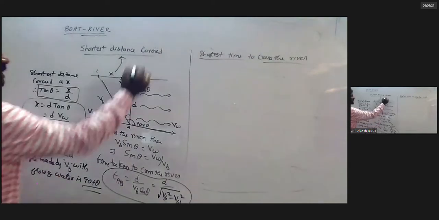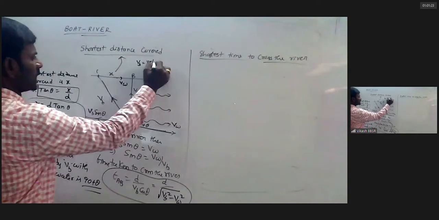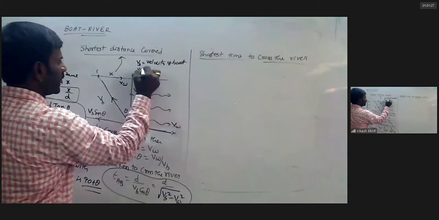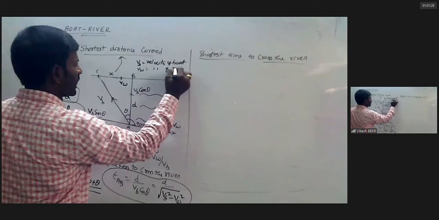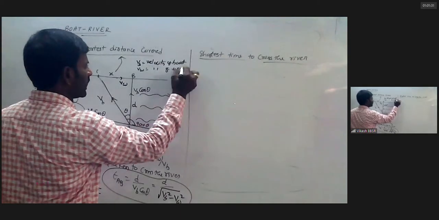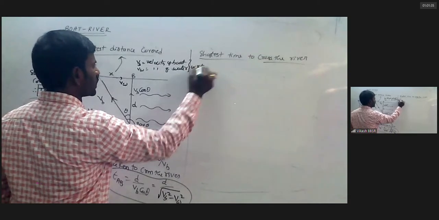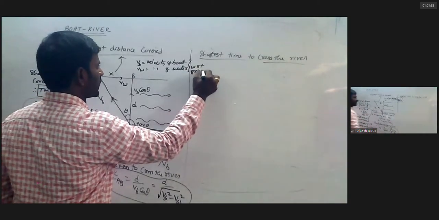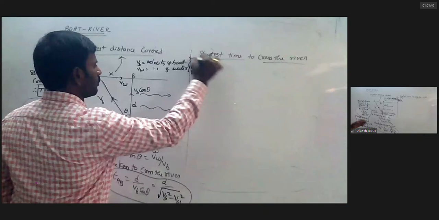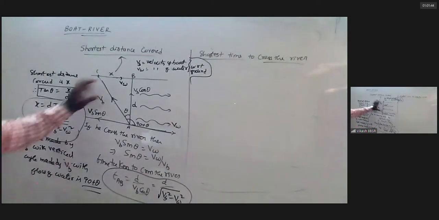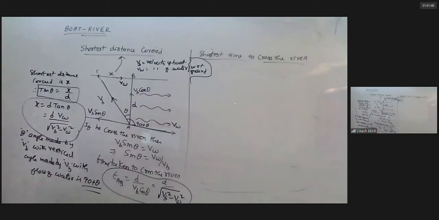Simple questions. Vb is the velocity of the boat. Vw is the velocity of the river, meaning water in the river. Both should be with respect to the ground. Remember, both are with respect to the ground, not with respect to each other.